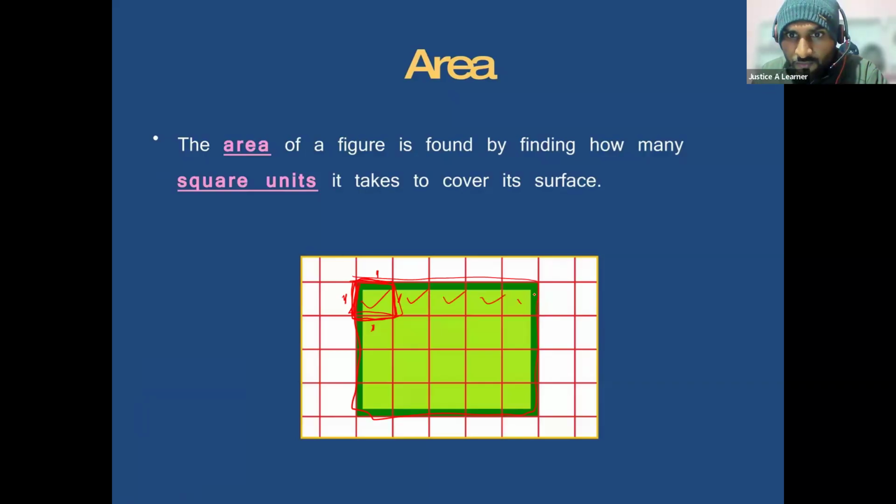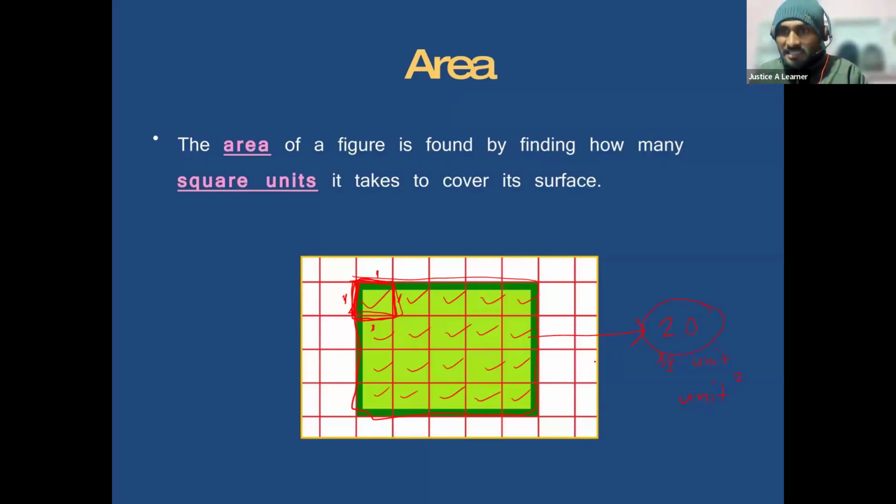This is 3, 4, 5, 6, 7, 8, 9, 10, 11, 12, 13, 14, 15, 16, 17, 18, 19, 20. Right? So how many squares are covered in this area? 20. 20 square unit I can write. Square unit, yep. I can write unit square as well. No problem. So then I can say the area of this is actually 20 square unit.